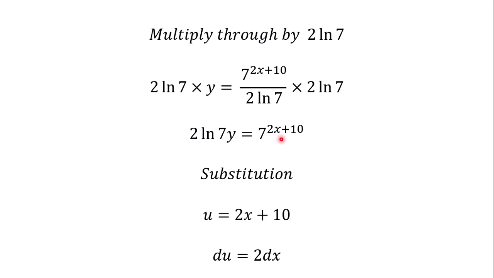Now that we know what is going to replace 2x plus 10, let's put it there and then differentiate. 2 ln 7 y is equal to 7 raised to the power u. Here we are going to differentiate.